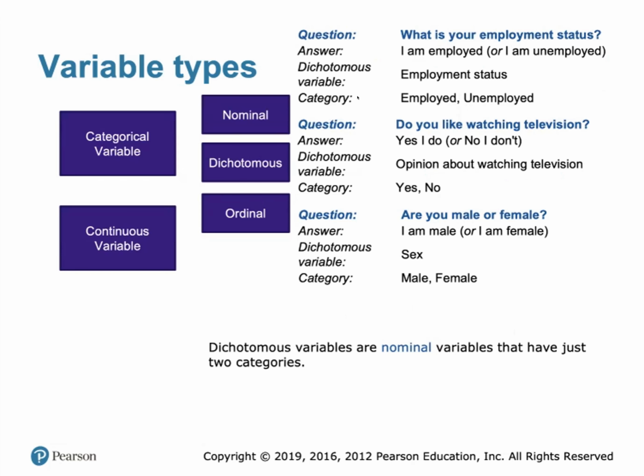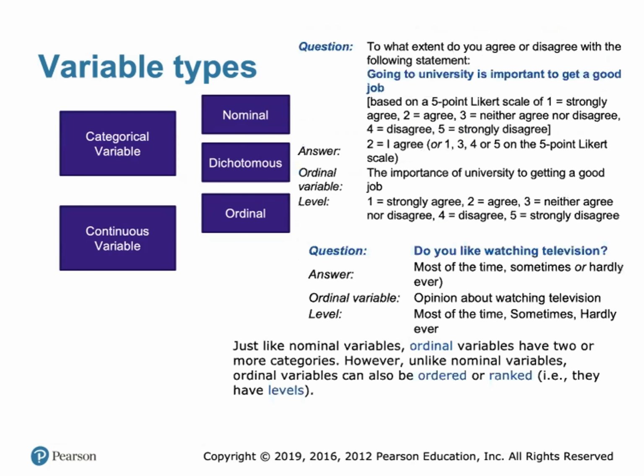Okay, so I have two more examples. What is your employment status? You can answer either I am employed or I'm unemployed, right? 2 options, 2 categories only. That's a dichotomous variable. Another example, do you like watching TV? Yes or no? Another 2 options, right? So that's dichotomous. Okay, let's move on to ordinal.